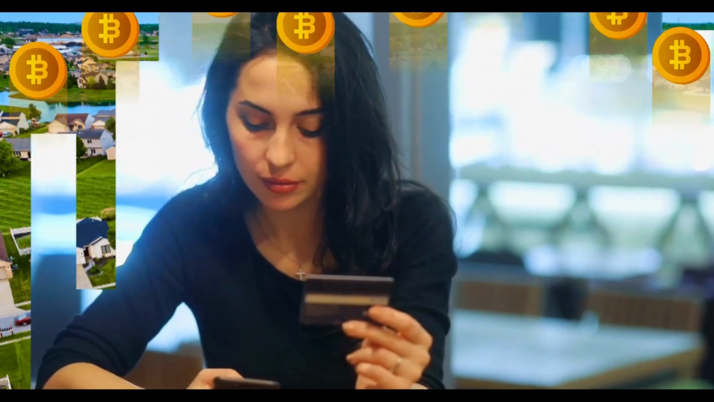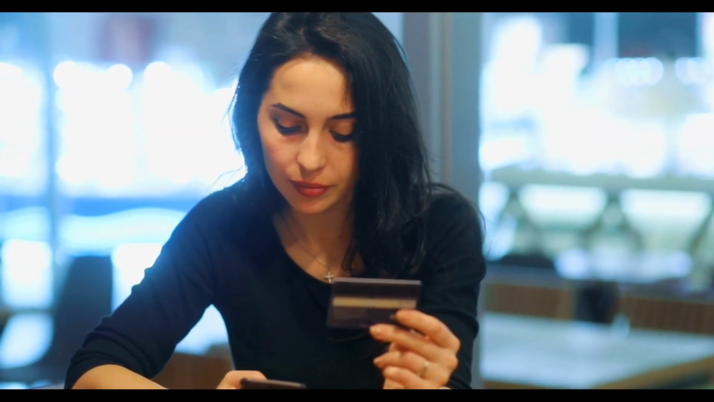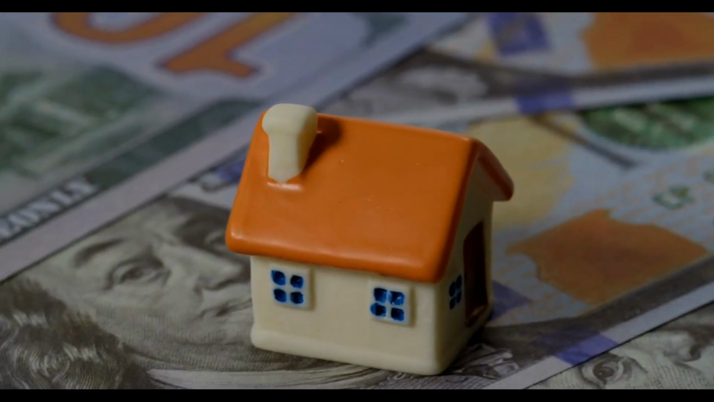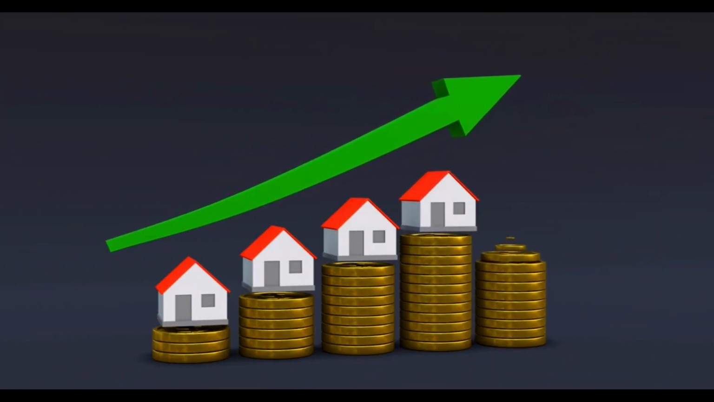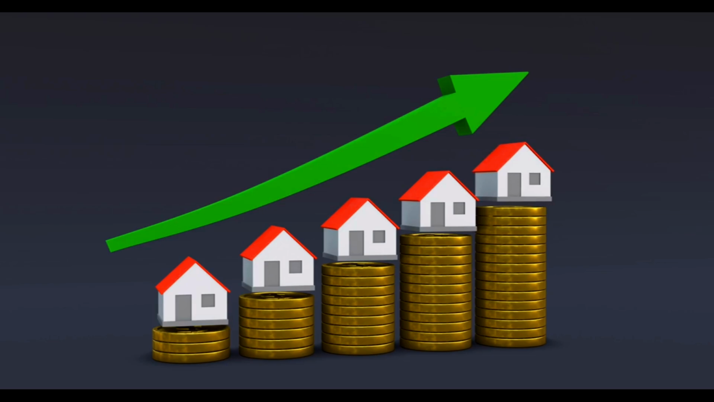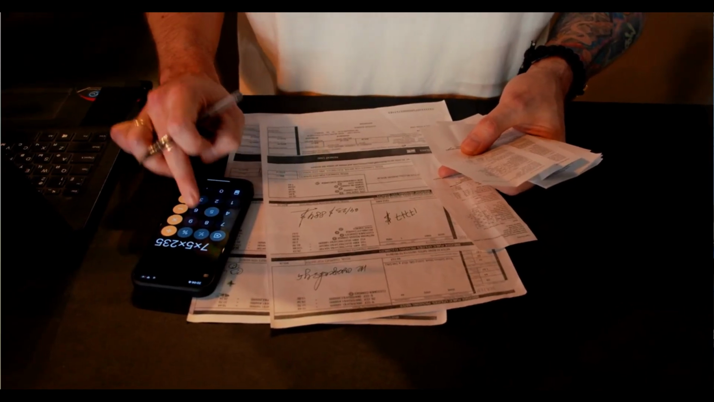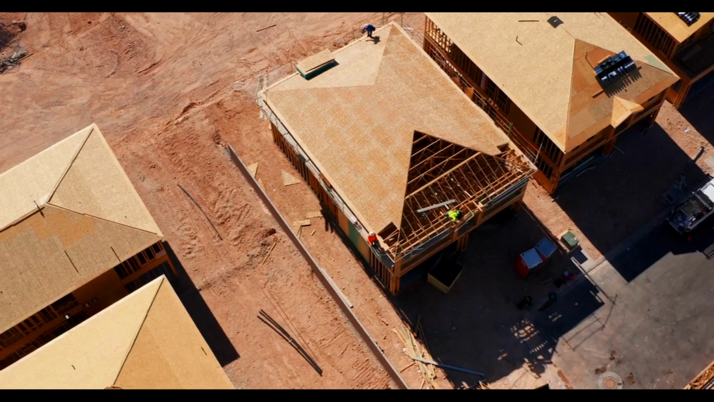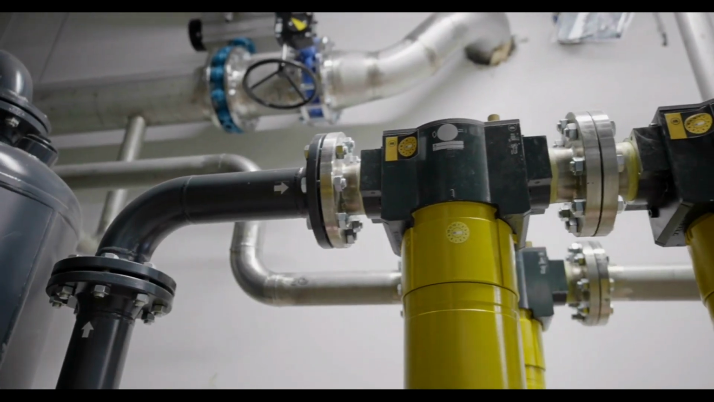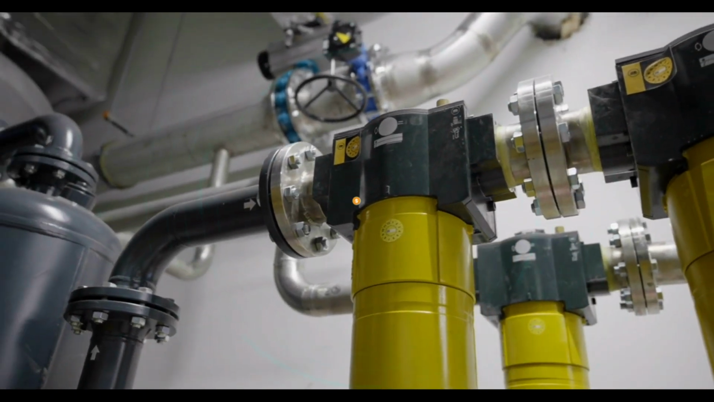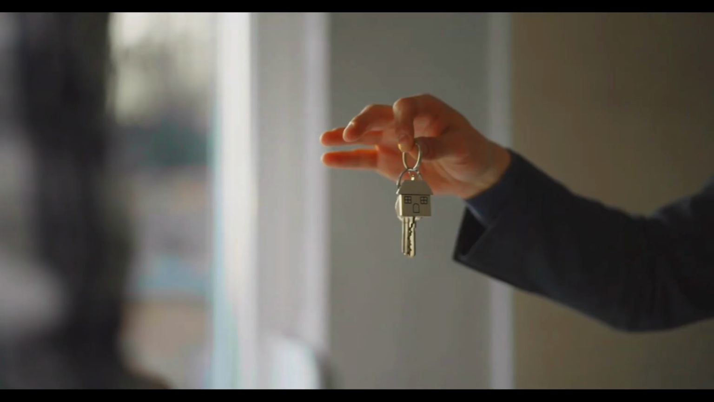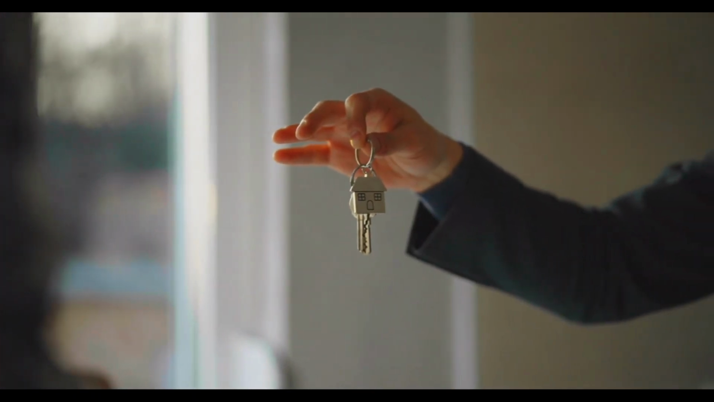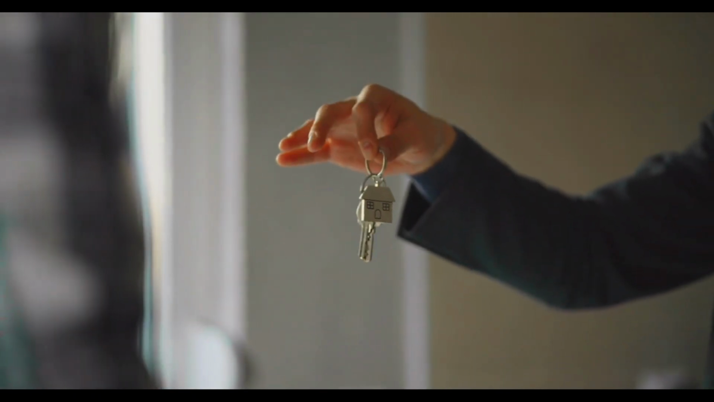Now, operating expenses do not include debt service. That's basically a fancy way of saying mortgage payments. And it also does not include capital expenditures. Capital expenditures are the big ticket items, like replacing a roof, replacing an HVAC system, that sort of thing. You should always be putting money aside each and every month for big ticket capital expenditure items. But again, that's not factored in as operational costs.